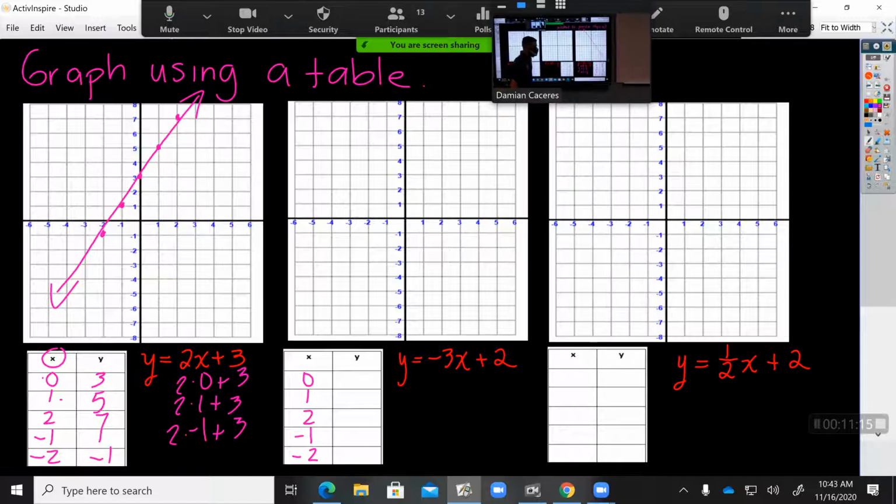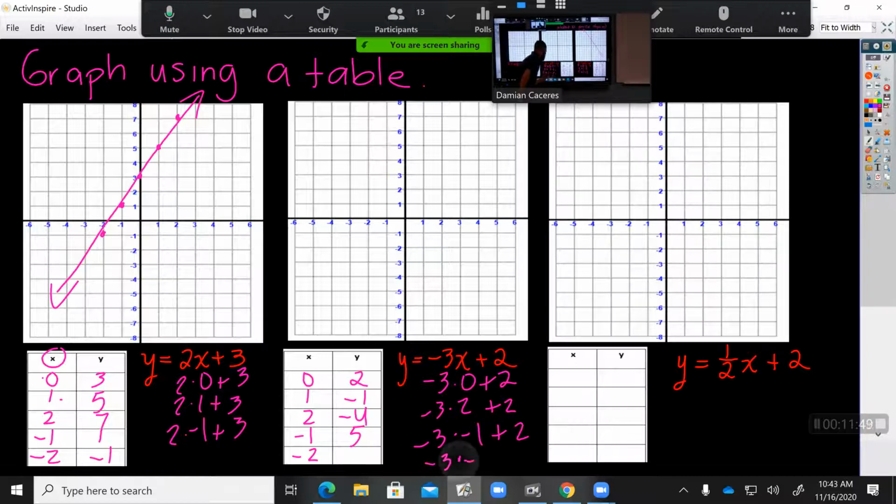So now look at the next one here. We're going to plug it in. Negative 3 times 0 plus 2. Negative 3 times 0 is 0. 0 plus 2 is 2. Now we do the same thing for all the other numbers. Negative 3 times 1 plus 2 is negative 1. Negative 3 times 2 plus 2 is negative 4. Negative 3 times negative 1 plus 2 is positive 5.